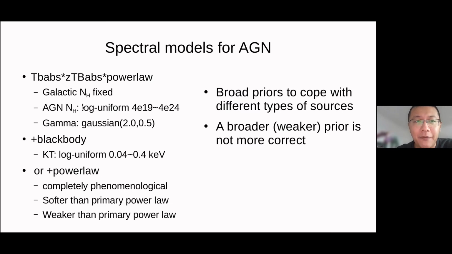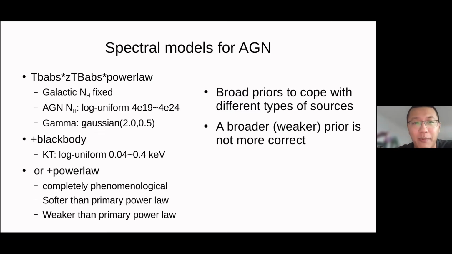Note that for the essential parameters, that is the column density and the power law slope, we adopted broad priors. The range goes down to 4 times 10^19, which is lower than Galactic absorption, so it is impossible to measure. It goes up to 4 times 10^24 in the Compton-thick regime, where it is also impossible to measure such thick column density using a simple power law model.